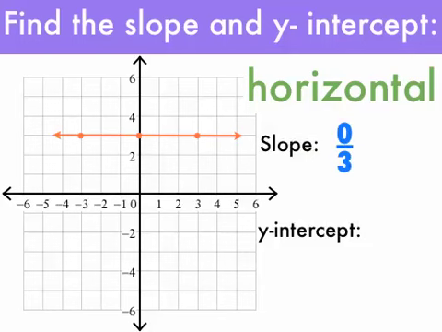Well, 0 divided by any number is 0, so my slope is 0, and that is going to be true for all horizontal lines. All horizontal lines have a slope of 0. The y-intercept, where this line crosses the y-axis, is at 3.